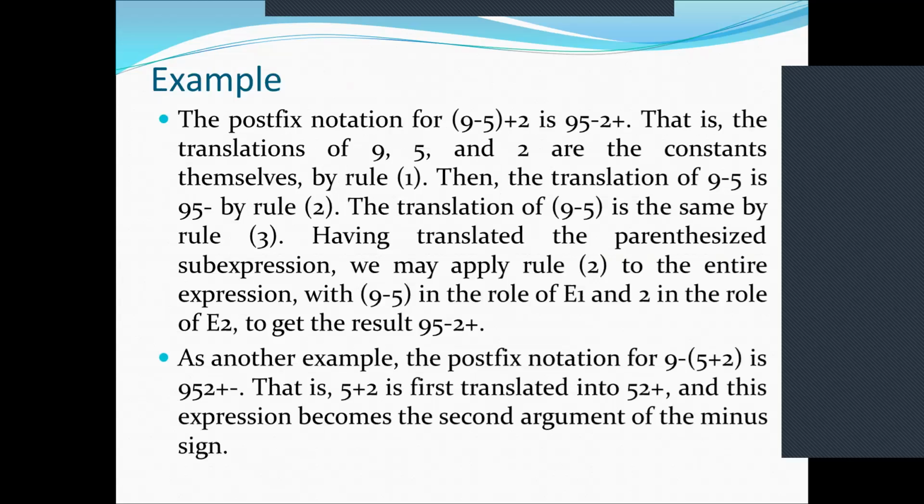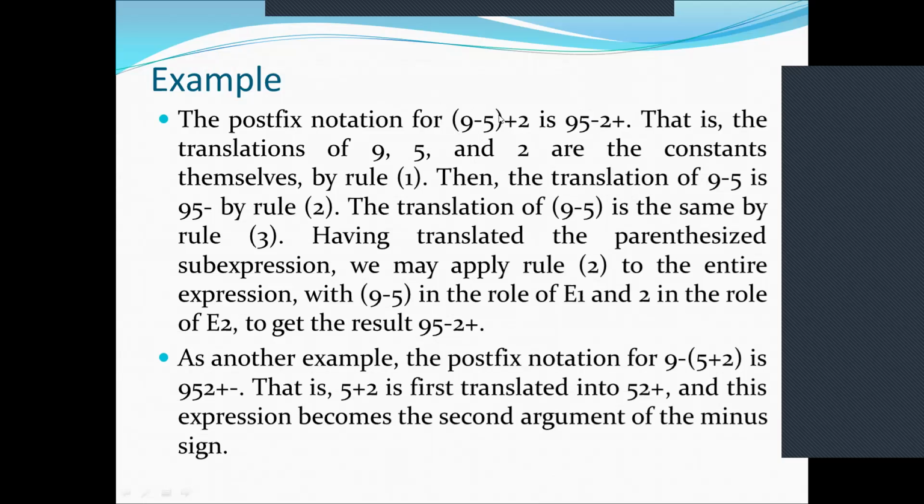The example is the postfix notation for (9 - 5) + 2. First the parenthesis comes. What is the operator here? Minus. And this is the infix notation, because there are two operands and in between there is the operator. So this can be written as 9 5 and the operator goes to the right side, after the operands. That is why this is called postfix. So 9 5 - becomes the postfix of the parenthesis.